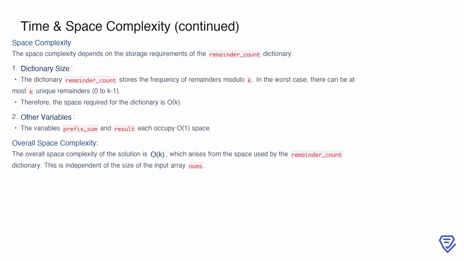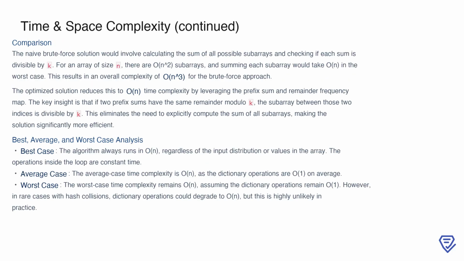Apart from the dictionary, the algorithm uses a few additional variables, prefix_sum and result, both of which occupy constant space, or O(1). Since these variables do not depend on the size of the input array, their contribution to the space complexity remains constant. Therefore, the overall space complexity of the solution is O(k), dominated by the dictionary. Importantly, this space requirement is independent of the size of the input array nums, which ensures the algorithm is memory efficient for larger arrays. To appreciate the efficiency of our approach, let's compare it with the naive brute force solution.